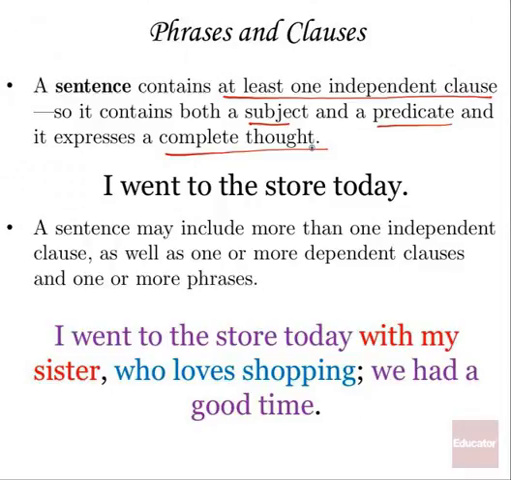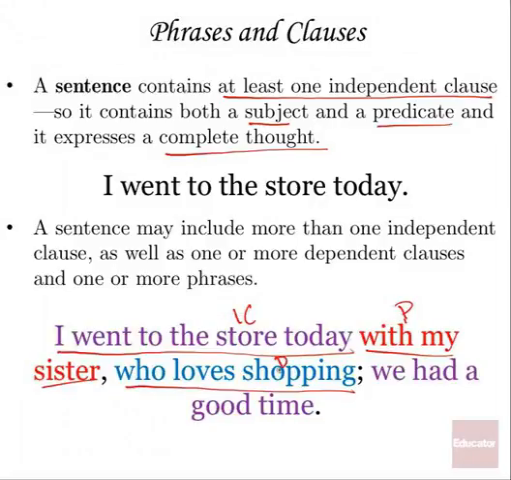A sentence may include more than one independent clause, as well as one or more dependent clauses or subordinate clauses, and one or more phrases. Let's look at an example. I went to the store today. All right, we know that that is an independent clause. With my sister, we know that that's a phrase, in fact, a prepositional phrase. Who loves shopping? That's a dependent clause. We had a good time. That's an independent clause. So it's a perfectly grammatical sentence, and it has all of these pieces in there.